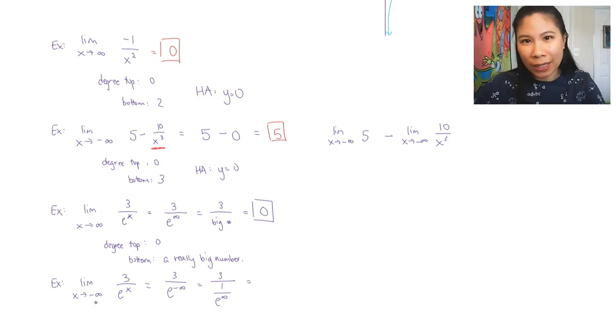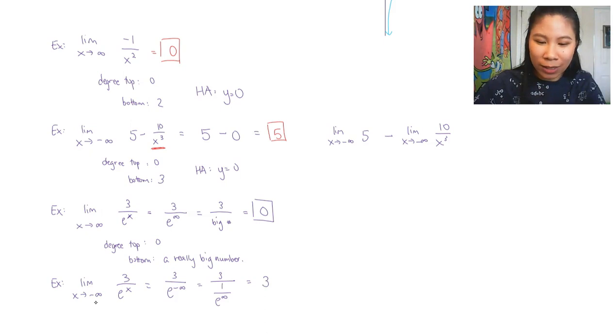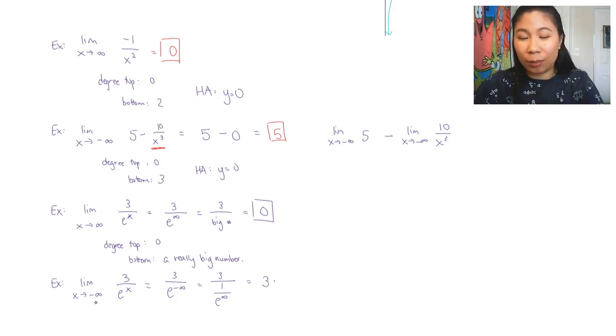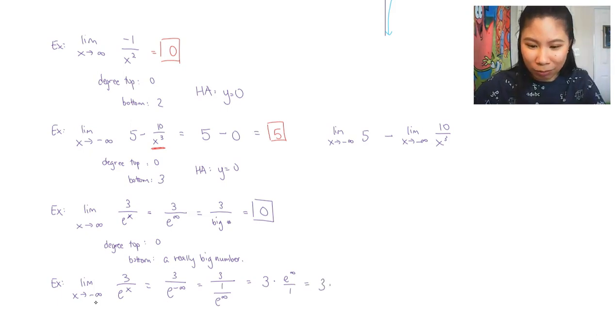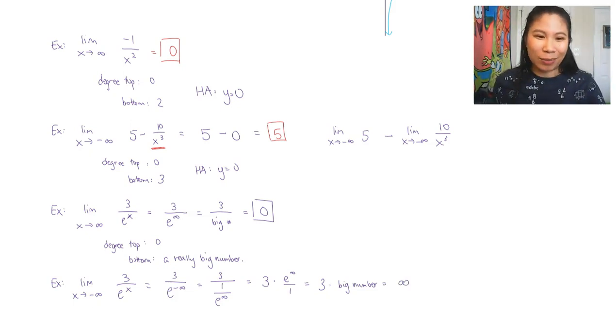And if we rewrite this, because complex fractions are hard, 3 divided by 1 over e to the infinity, I can rewrite it as 3 times the reciprocal, which would be e to the infinity over 1. But 3 times e to the infinity is like 3 times a really big number, which is just going to be a really big number. So infinity would be the limit.